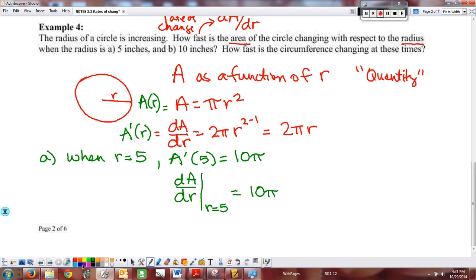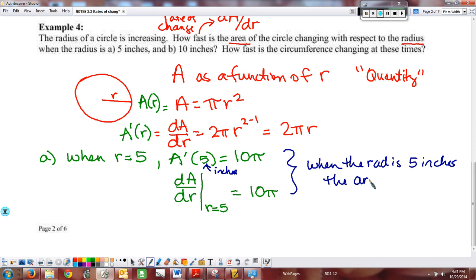But now we also want to make sure that we interpret the answer, that we know what we're doing, we're using good notation, we're labeling, and we're going to answer the actual question. So the answer to the actual question is: when the radius is 5 inches, so those are my units right here, this is inches, the what, the area, the quantity that's changing, is it increasing or decreasing? Positive number, increasing at 10 pi.